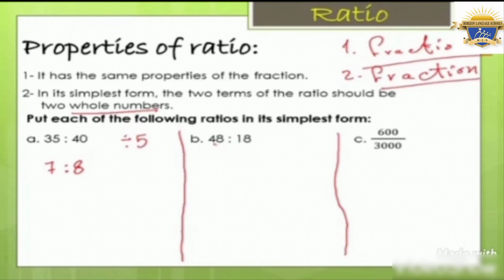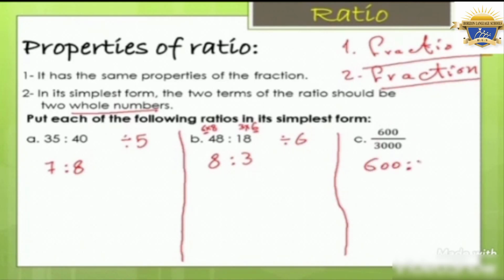Second, 48 to 18. 48 is 6 times 8, and 18 is 3 times 6. 6 is common, so we divide both sides by 6. 48 divided by 6 equals 8. We will write 8. And 18 divided by 6 equals 3. So the ratio is 8 to 3.